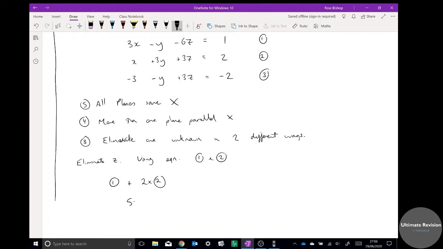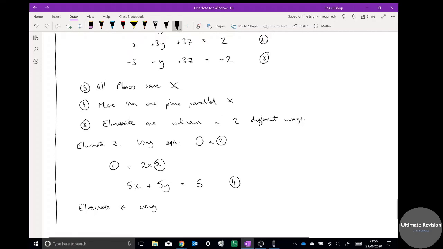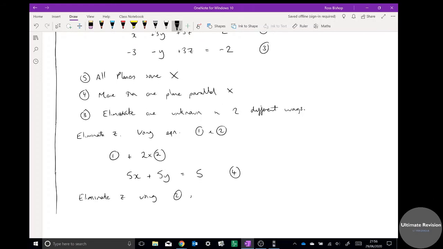I'm going to get 5x. If I times that one by 2, I'm going to get plus 5y. The z's will disappear, and that's going to equal 5. I'm going to call that equation 4. And then I'm going to do the same, eliminate z using equation 2 and 3, 2 different ways.